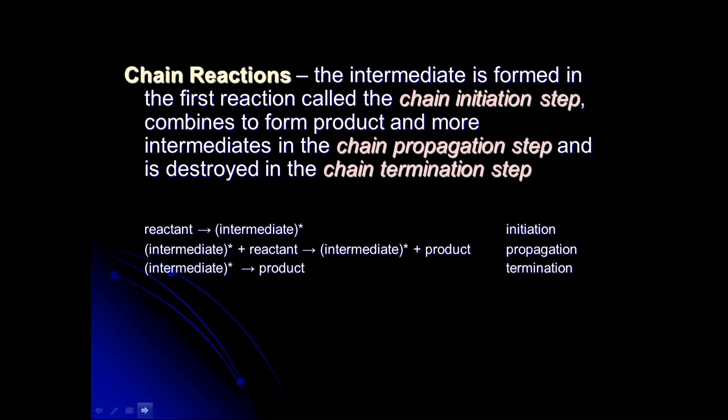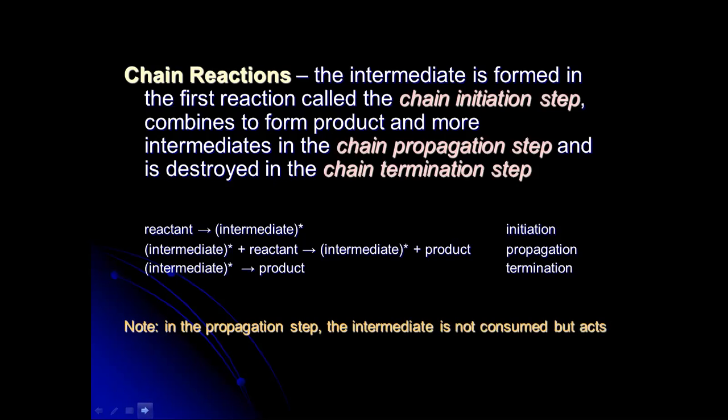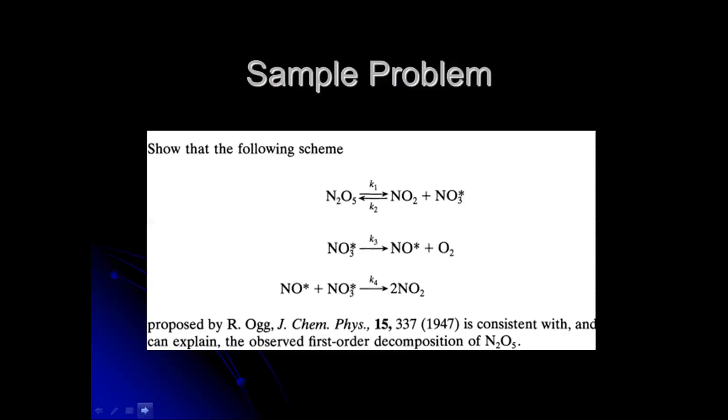Now, in the propagation step, the intermediate is not consumed but acts as a catalyst for the conversion of the material to the product, because you already have the product here. The first formation of the intermediate is for this intermediate to act as a catalyst for this reactant to form the product. Once it's there already, you have more of the reactants. These intermediates decompose finally to form the final product.